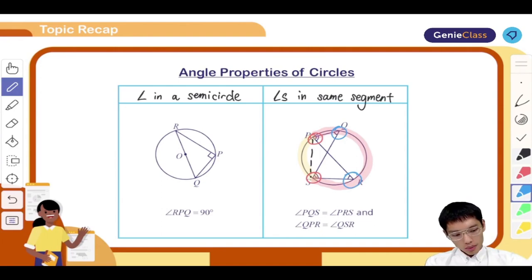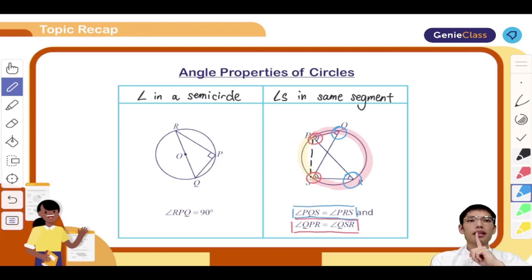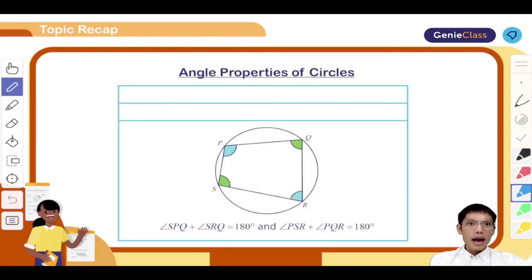So this is one way whereby I can link my two segments together. To color code nicely, QPR, QSR, it's the red color one. PQS, PRS, it's my blue color one. So just take note from there. That's very important.